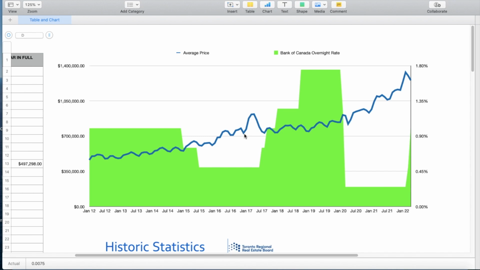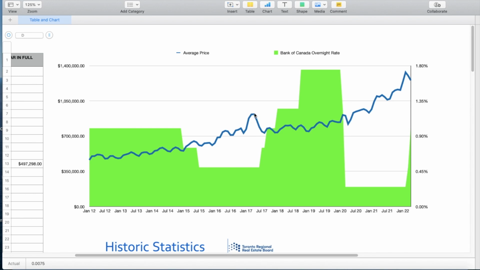Now, interesting thing, this big increase right here was the beginning of 2017, which coincidentally is very much like the beginning of 2022. The markets were very similar. It was crazy, multiple offers. You're getting like 10, 20, 30 offers per property. They're selling over asking. These markets were very similar.